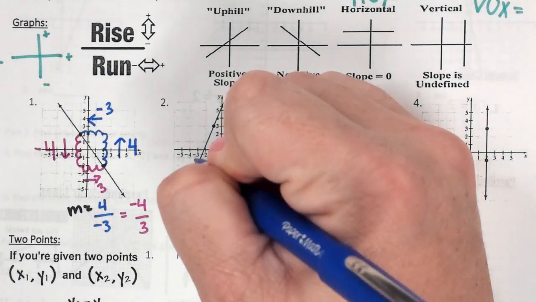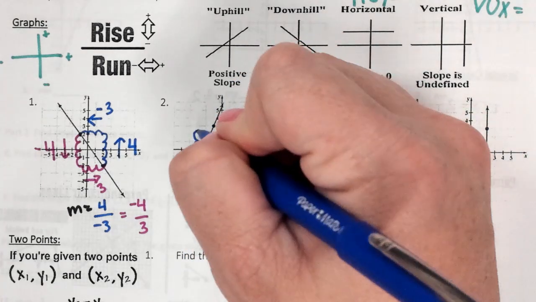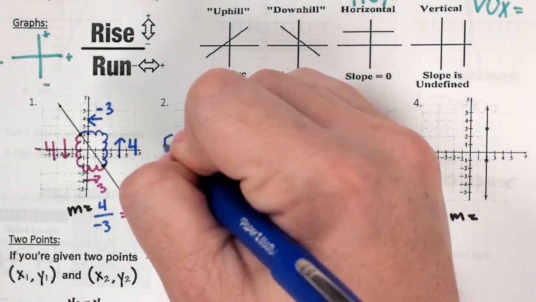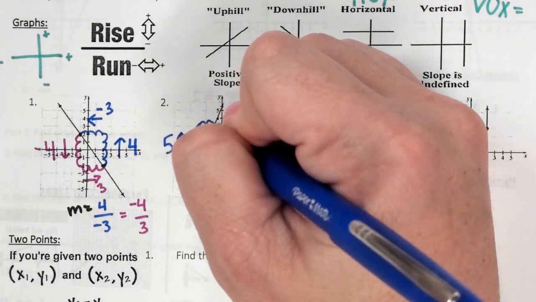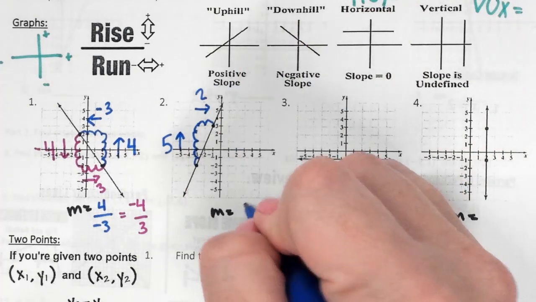Okay, so if we look at this one, I'm going to rise 1, 2, 3, 4, 5. Did I count right? Did y'all get up 5? Yes. And then right 1, 2. So what's my slope? 5 over 2.